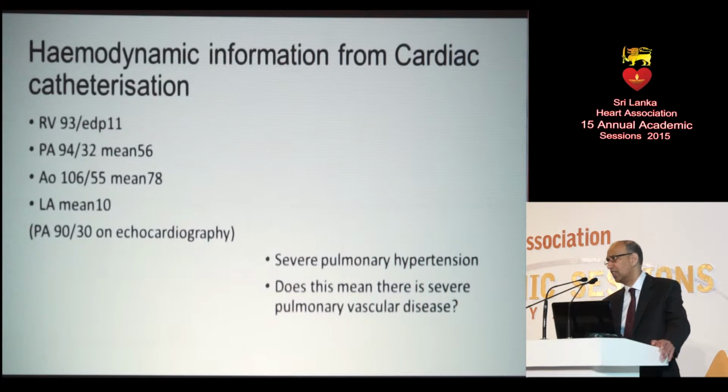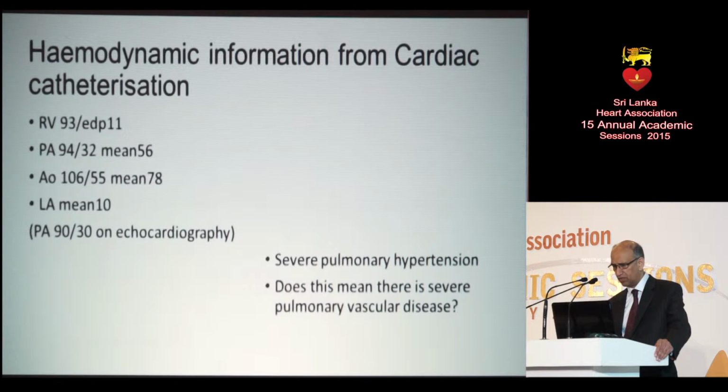And these are the pressures and measurements we get. Clearly, she has severe pulmonary hypertension. Pulmonary artery pressures are 94 on 32, which do correspond to what we got on echocardiography. But does this mean she has severe pulmonary vascular disease? Of course, she must have a degree of pulmonary vascular disease.